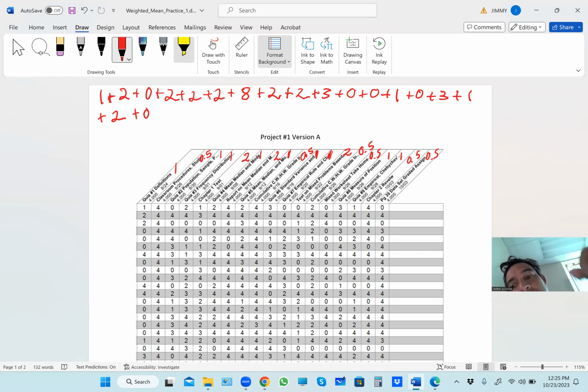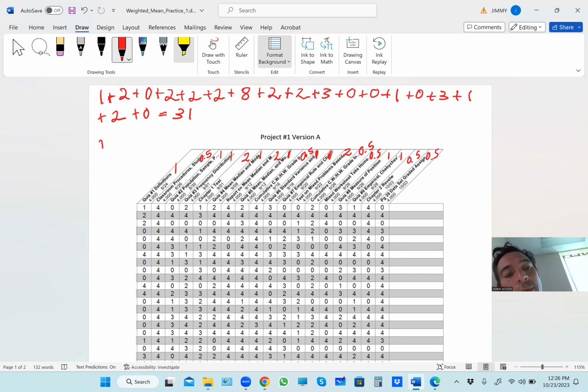It's worth me repeating it because I can make a silly mistake and then I'm giving you bad notes. I'm gonna go ahead and repeat it. 1 plus 2 plus 0 plus 2 plus 2 plus 2 plus 8 plus 2 plus 2 plus 3 plus 0 plus 0 plus 1 plus 0 plus 3 plus 1 plus 2 plus 0. Got 31.